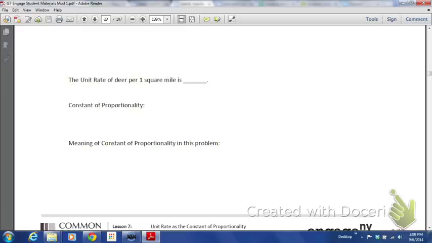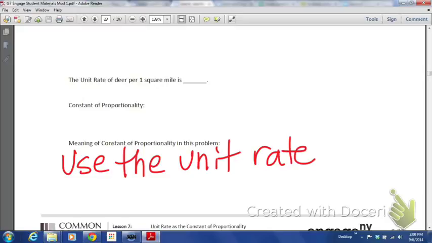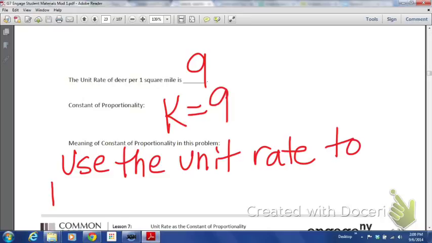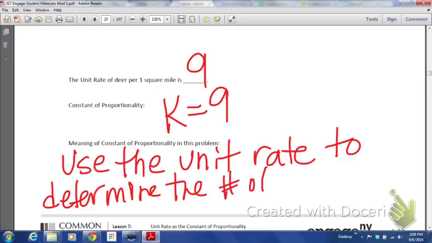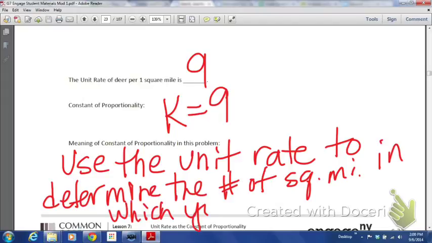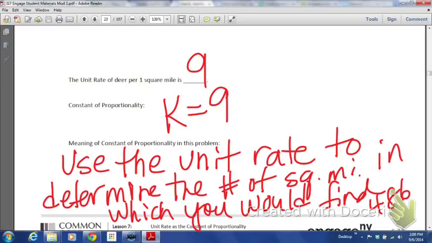Now we can turn the tables a little bit and do another one. Use the same unit rate, which we know is 9. Again, the constant of proportionality is 9. Use the unit rate to determine the number of square miles in which you would find 486 deer. Go ahead and use these numbers, use the constant of proportionality, and figure this problem out. I'll just pause it for a bit.